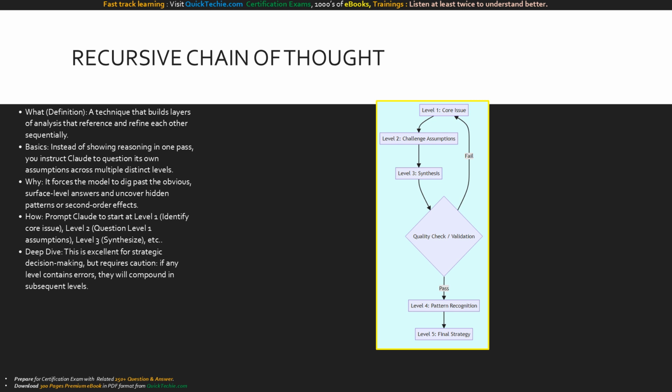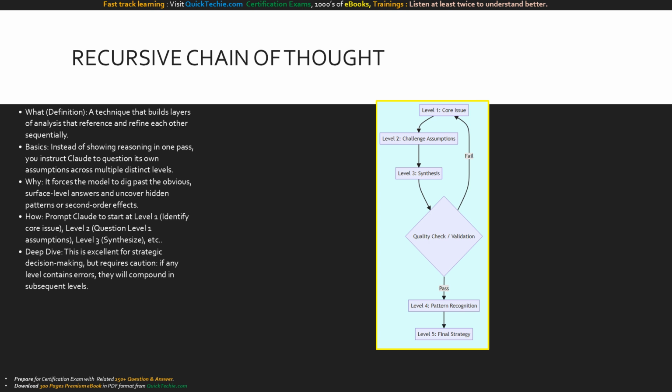Level 1 asks Claude to identify the core issue. Level 2 explicitly forces Claude to question the assumptions it just made in Level 1. Level 3 asks it to synthesize the first two levels into a refined understanding. You can continue this to Level 4 to find patterns, and Level 5 to project second-order effects. This forces Claude to dig far beneath the surface. However, you must build in validation. If Claude makes a logical error in Level 1, that error will aggressively compound as it builds subsequent levels on top of it. Look at how the recursive chain of thought cascades downward.